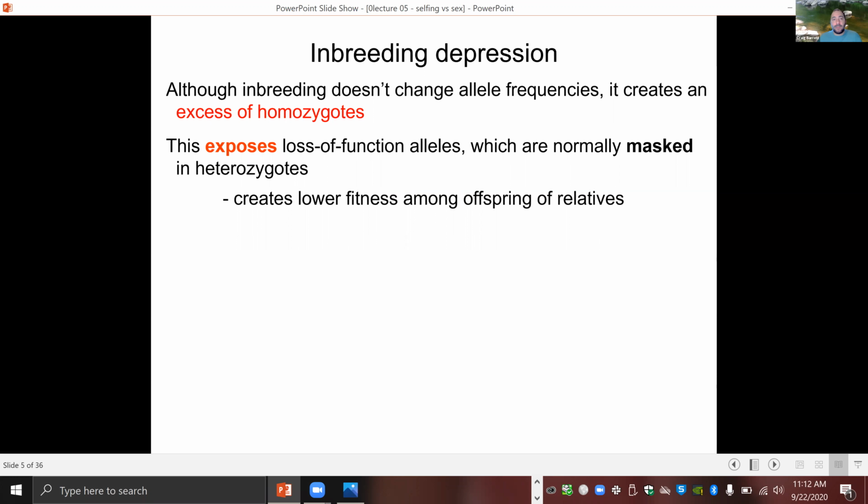What it does is it creates an excess of homozygotes and a reduction in heterozygotes. This can expose loss of function alleles, which are normally masked in the heterozygous situation. So if you have a deleterious or harmful homozygous recessive condition, that's going to be expressed in the phenotype. And what this ends up doing is creating lower fitness among the offspring of relatives.